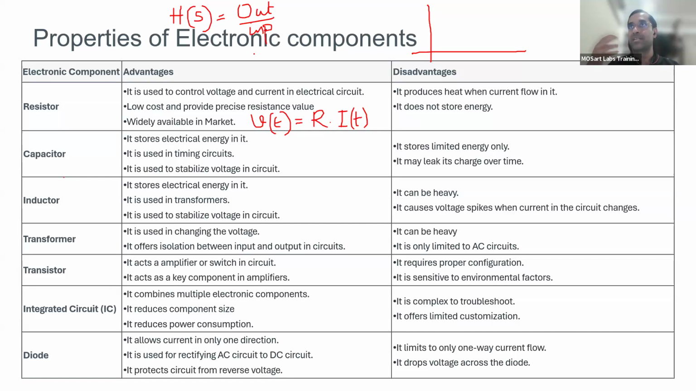In mathematical terms, this is also called a gain. This is also called a slope. All of these are different names for the transfer function, whichever way you call it. Ultimately, it is output by input.